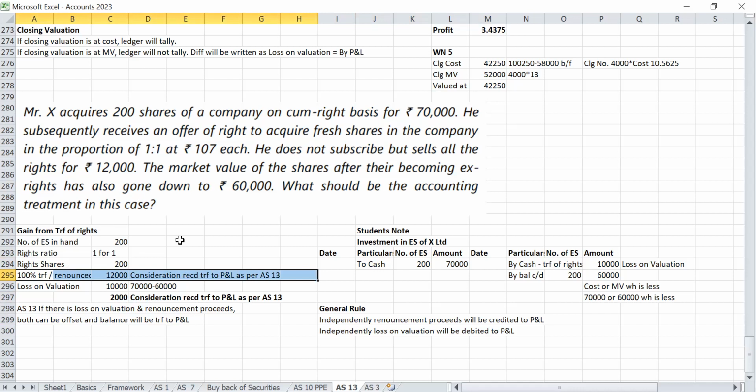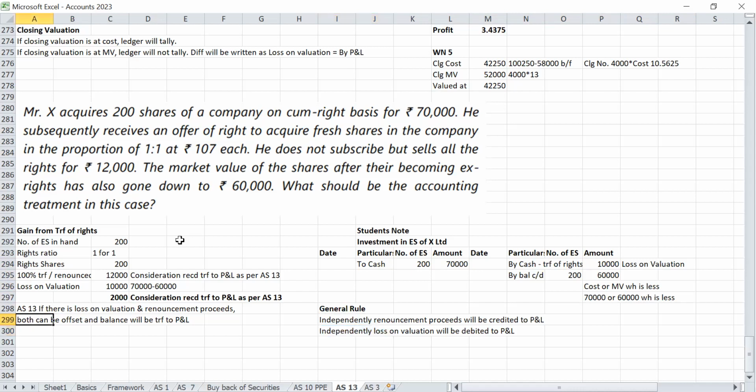Separately, if you value the closing number of equity shares, 200 shares, cost is 70,000 and market value is 60,000. Whichever is less, 60,000. So the ledger account will not tally. Loss on valuation 10,000 will come. Independently, without considering renouncement, this 10,000 should be debited to profit and loss account. This is the general rule in the independent case. Each case independently: the gain is credited to profit and loss account, and the loss is debited separately.